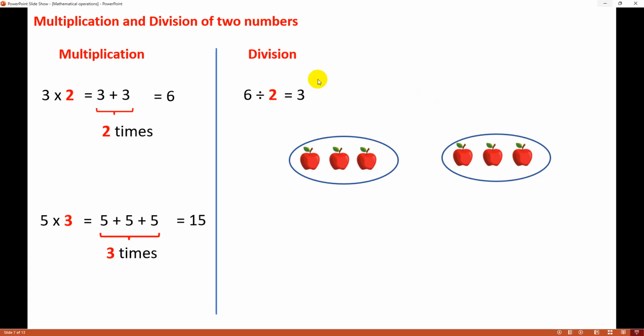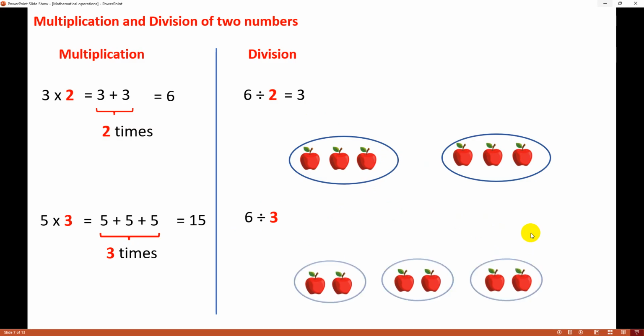Division is also known as the opposite of multiplication. But first I want to go over the simple definition, so things are clear from the beginning. Now, if we divide 6 divided by 3, same thing, we have 6 apples, but now we are going to divide them in 3 groups because it's divided by 3. So each group is going to have 2 apples. So 6 divided by 3 equals 2.